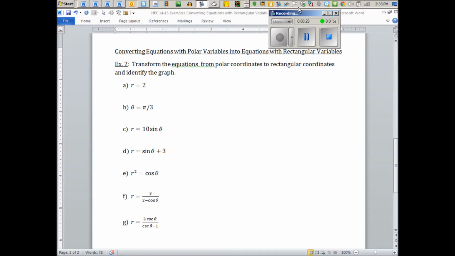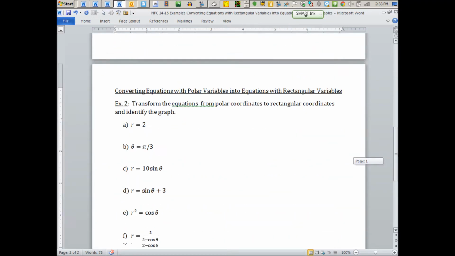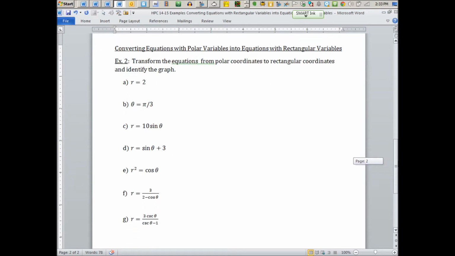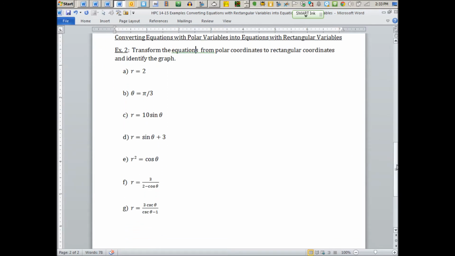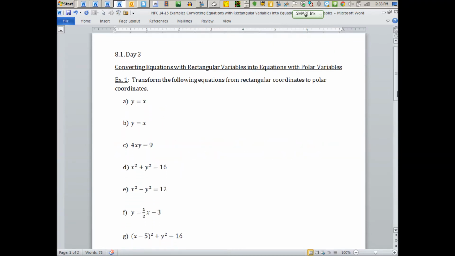Okay, so we're trying to get rid of the old variables x and y and replace them with variables r and theta, or vice versa. Starting with equations that have r's and thetas in them, we try to eliminate them and make equations with x's and y's. Many of these are familiar shapes too, not all of them, but most of them. So let's just get started on this first one.